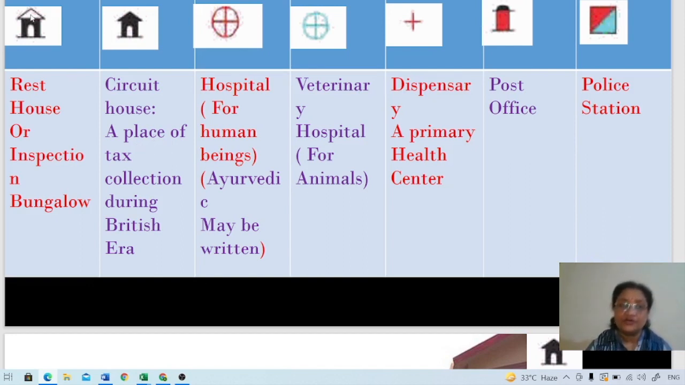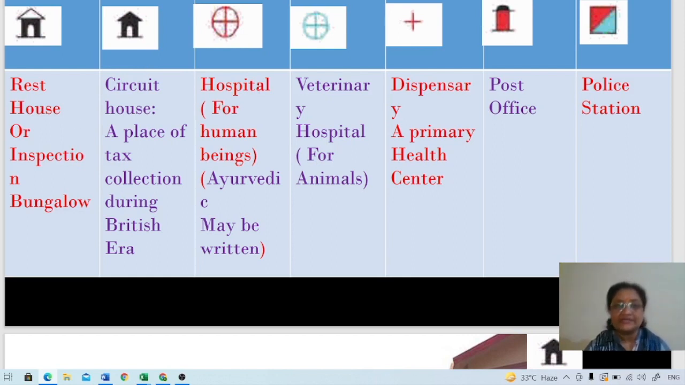Now the first symbol which you can find here is the rest house, or you can say the inspection bungalow, right? Rest house. It is of government only. The higher officials who come to visit that area actually stay there for a few days. The next one is circuit house. Circuit house was used earlier during the British period for collection of tax. But these days it is also considered almost like the rest house of government.